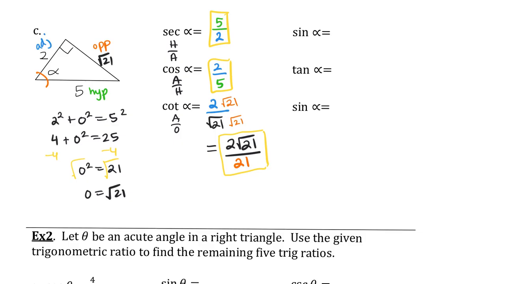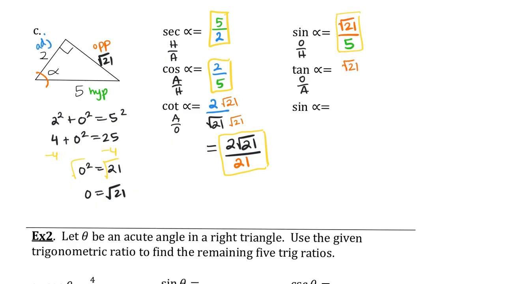Okay, let's keep going. Okay, sine. O over H. So that's root 21 over 5. Is this okay? This is fine. There's no square root on the bottom, so they like this answer. Tangent. TOA.